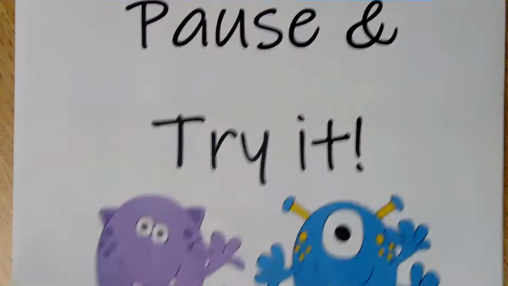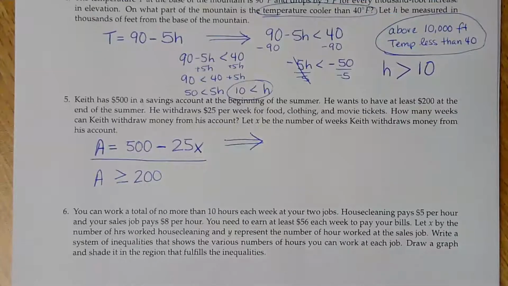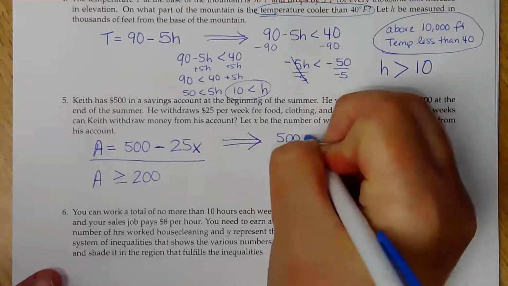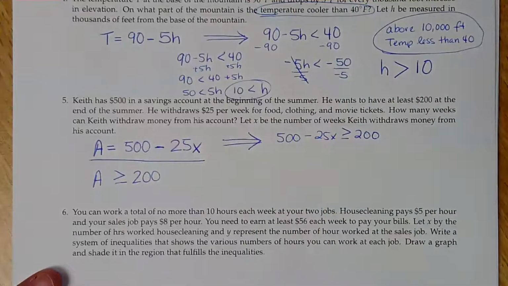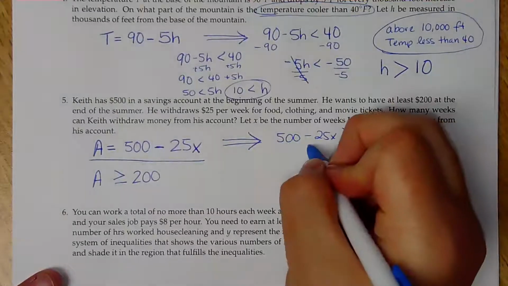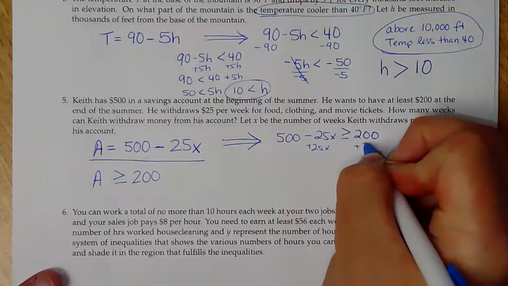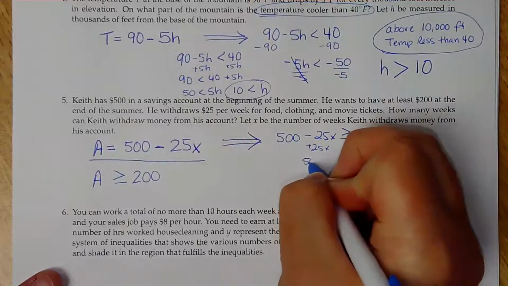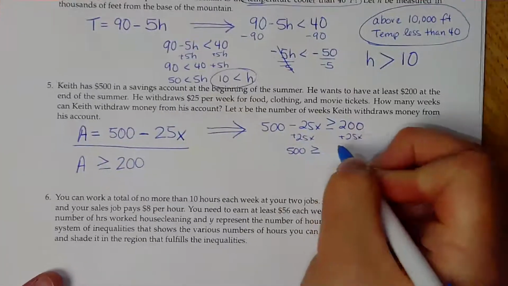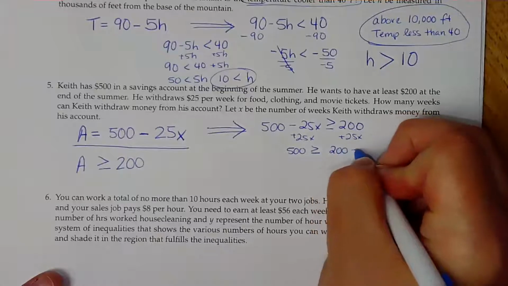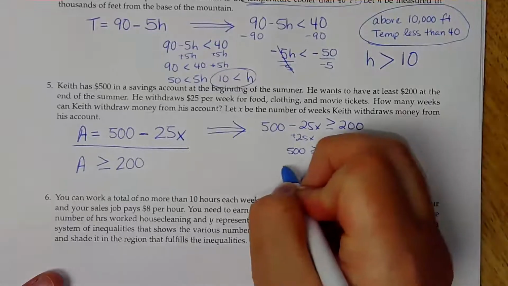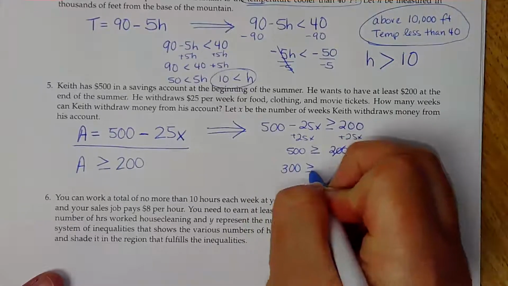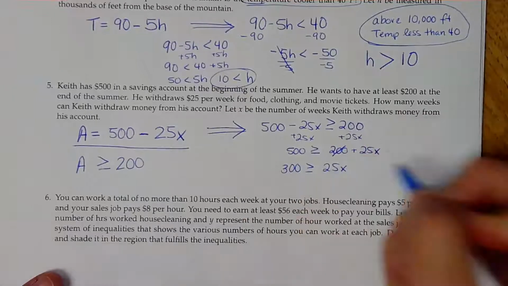All right, so let's take a look at this. I have 500 minus 25x is greater than or equal to 200. I am going to add 25x to both sides. That leaves me with 500 is greater than or equal to 200 plus 25x. And then I'll subtract that 200 from both sides. So it gives me 300 is greater than or equal to 25x.